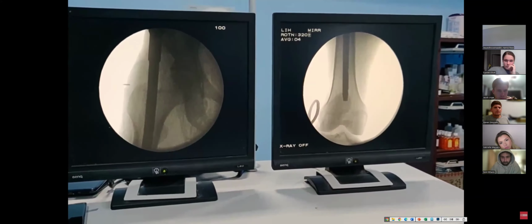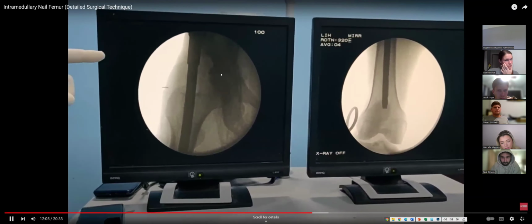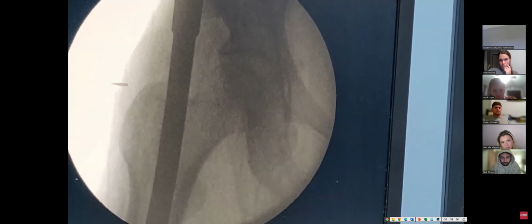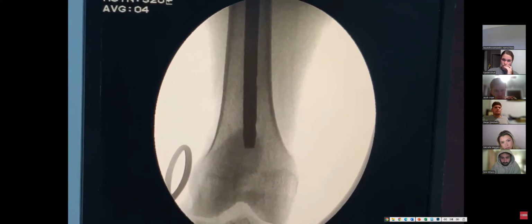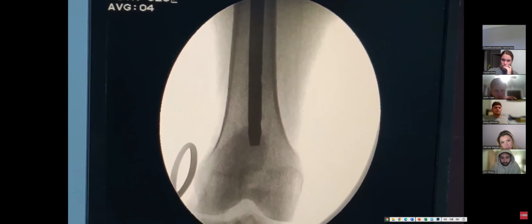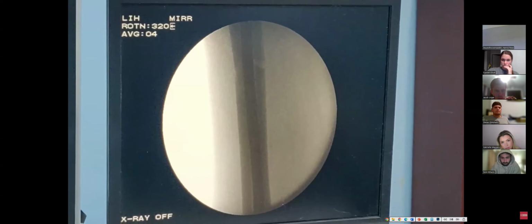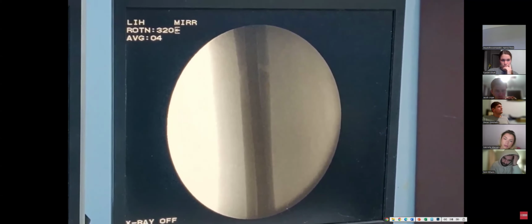So now we have checked our nail position. So this is a guide which shows where our nail is. So this is just at the level of the GT, which looks good, and distally it is just below the inferior pole of the patella, and the nail length looks pretty good. And we look at the fracture site. So the fracture site is also very well reduced. So we are going to proceed with the proximal locking.